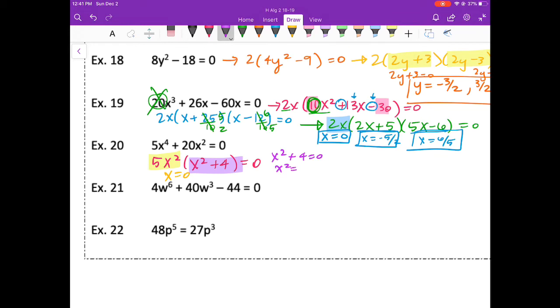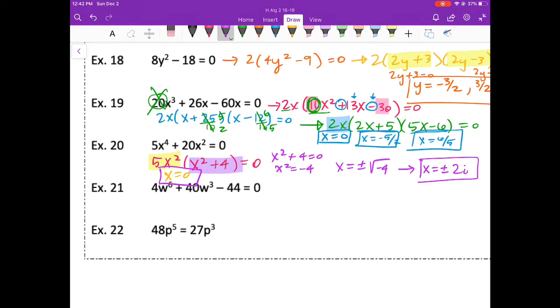We start by subtracting 4 from both sides. And now that we know about imaginary numbers, we can solve this. So x equals plus or minus the square root of negative 4, which will give us plus or minus 2i. So there are two of your solutions, and then you've got x equals 0.